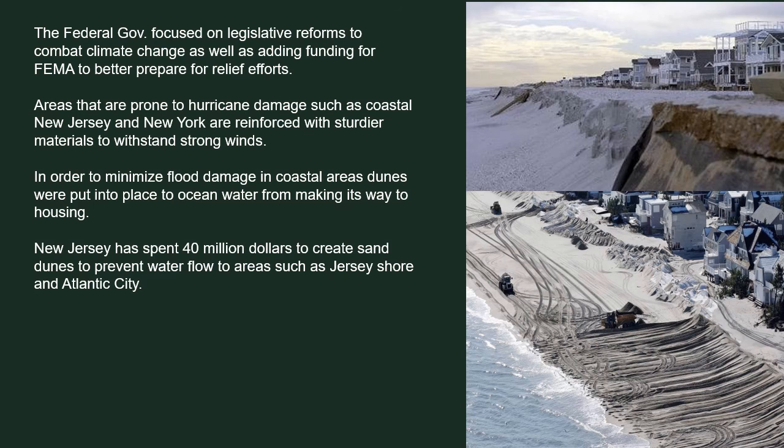New Jersey has spent, for example, $40 million to create dunes to prevent water flow in areas such as New Jersey and Atlantic City.